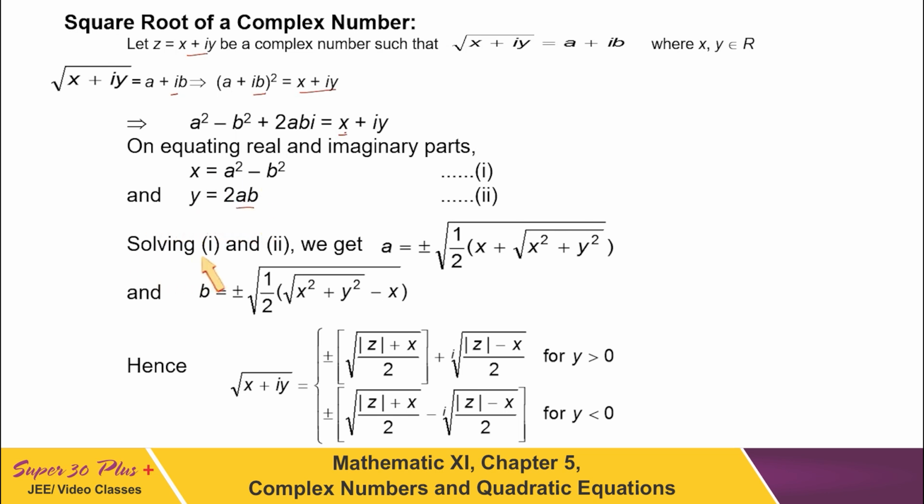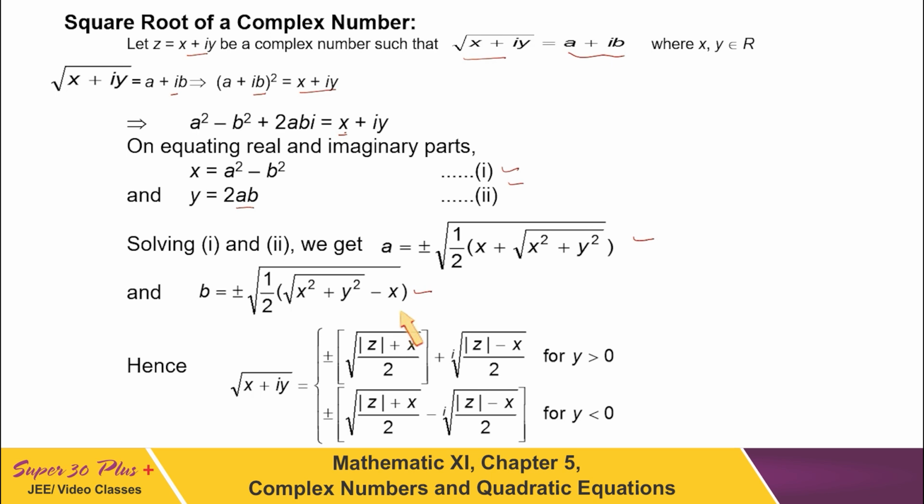Now solving the first and second equations, we can find a equal to this and b equal to this. If we substitute the values of a and b here, then we can obtain the square root of a complex number x + iy.